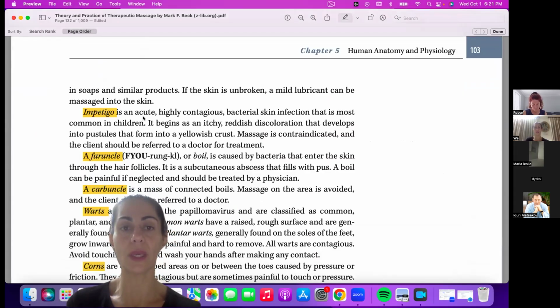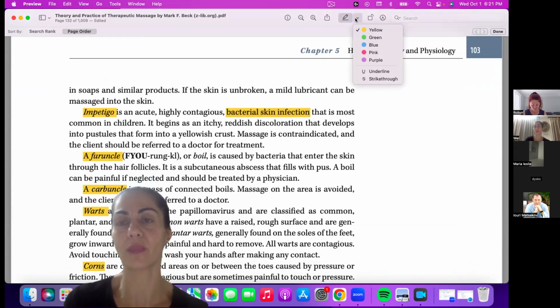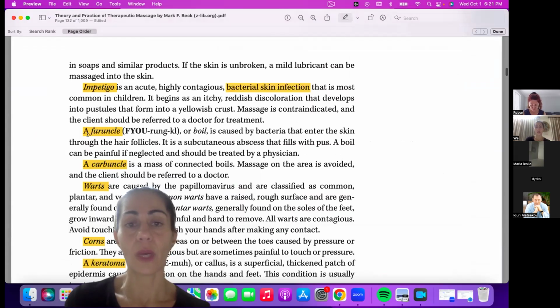Impetigo. Impetigo can also be very contagious. That's crust on the mouth. It's kind of gross. It's an acute, highly contagious bacterial skin infection. So that is kind of good information to know that it's bacterial, not a virus. Furuncle, it's a boil caused also by bacteria.